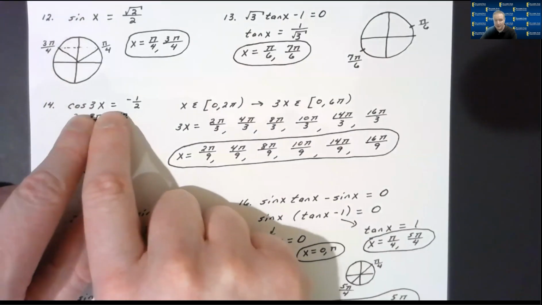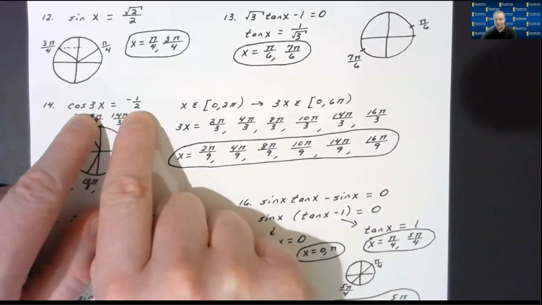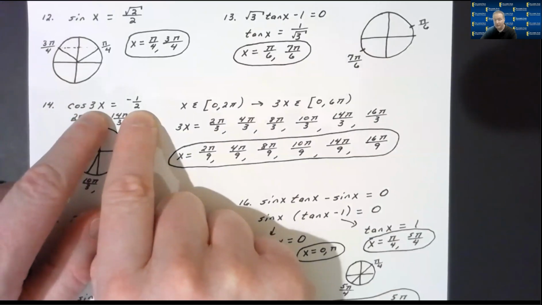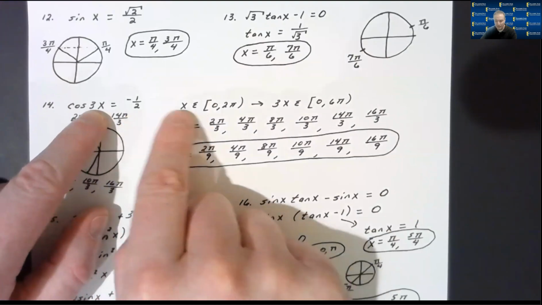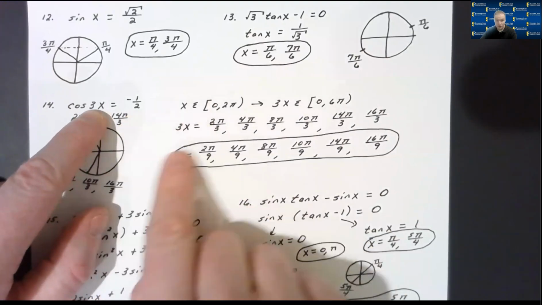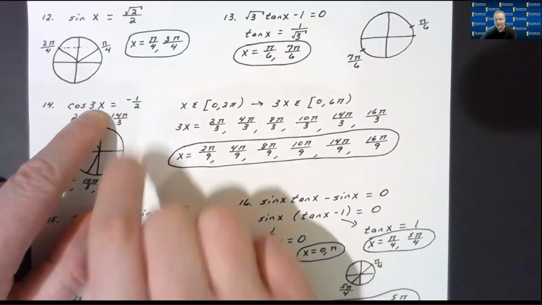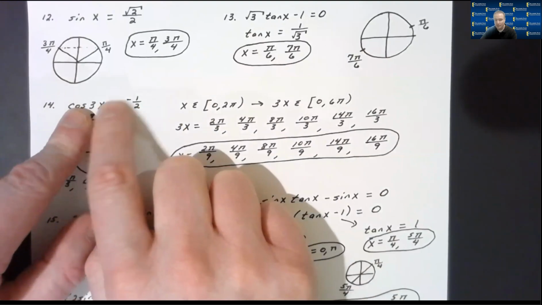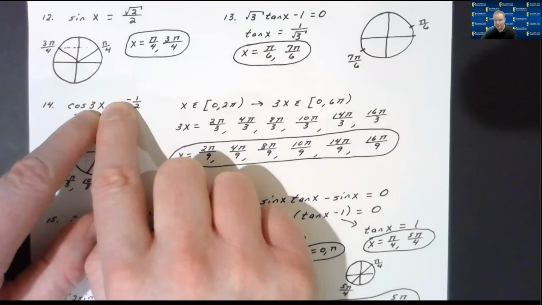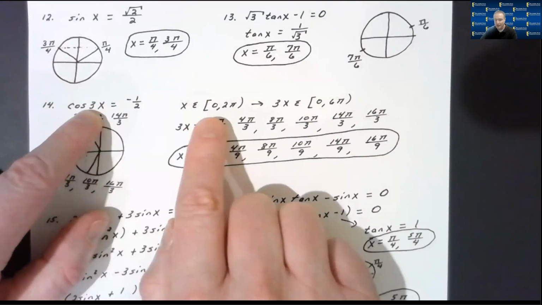Up next, I'm looking at the cosine of 3x is equal to negative 1/2. I need you to remember that this is the problem where you're going to have to think of the multiple revolutions of the unit circle. Anytime you have a number multiplying the angle on the inside, then you have to think about it just like this.